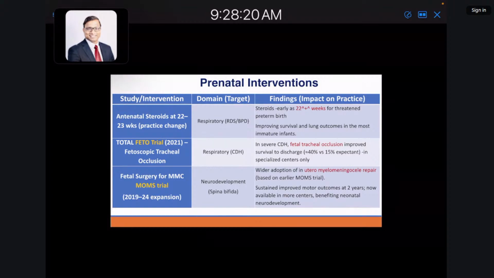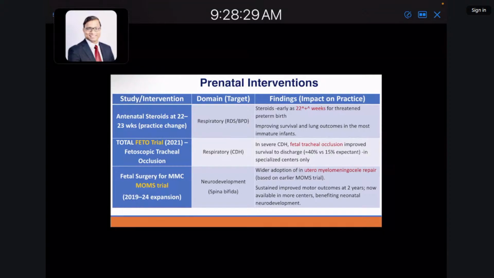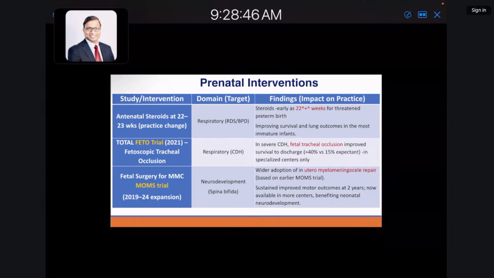Moving to the MOMS trial. The MOMS trial was a randomized clinical trial comparing prenatal repair versus standard postnatal repair for myelomeningocele. It showed that prenatal surgery significantly reduced the need for CSF shunt placement and improved motor function and hindbrain herniation outcomes at 30 months of age. Although it carries maternal and fetal risks such as preterm birth, these results support prenatal surgery in selected cases.